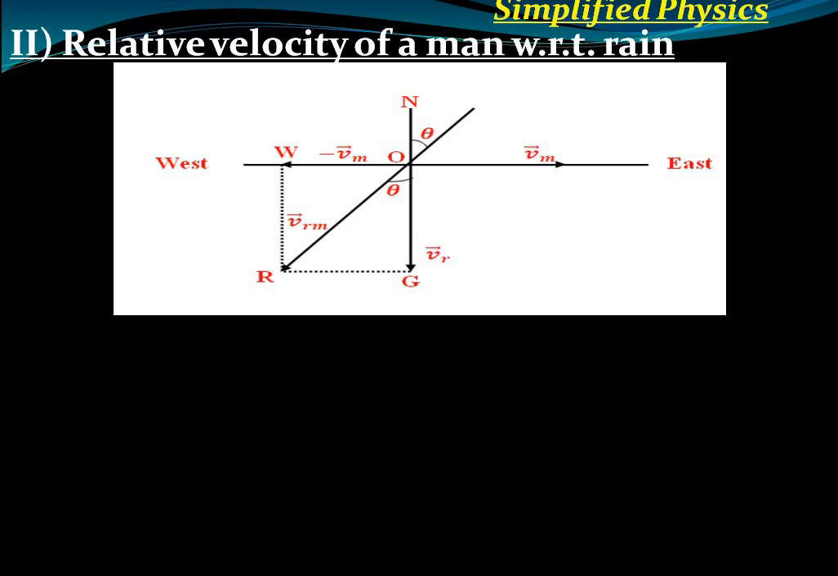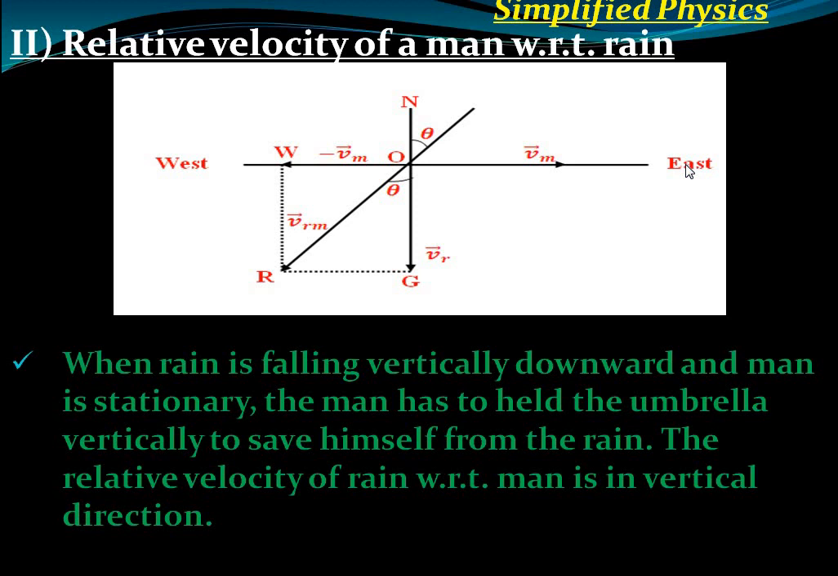Now the second application of the relative velocity of a man with respect to rain. Let us suppose rain is falling vertically downward and a person is running or walking west to east. Now if the person is standing or simply stationary, the relative velocity of the rain is along the velocity of the rain itself. So the umbrella should be held vertically to save himself from the rain. That means the relative velocity is in the vertical position if the person is just standing or stationary.